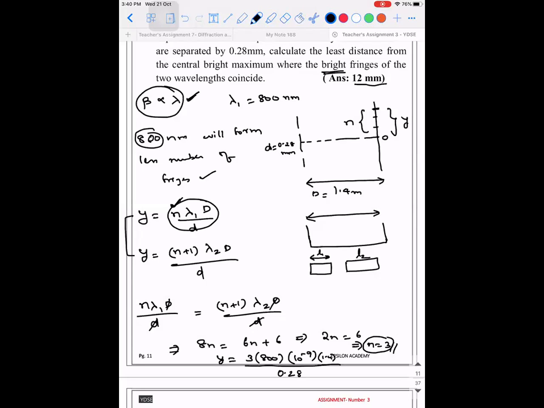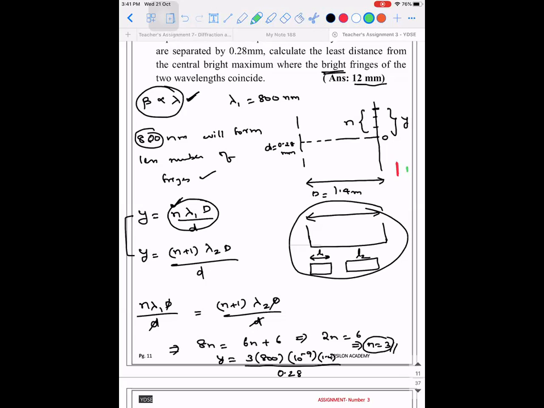Sir, how will 800 nanometer form fewer fringes? I told you, this is the logic: the lesser the fringe width, the more the number of fringes. If the width of the fringe is less, that is for 800 nanometer, it will have a fringe width of this much value, and 600 nanometer will have a fringe width of this much value.